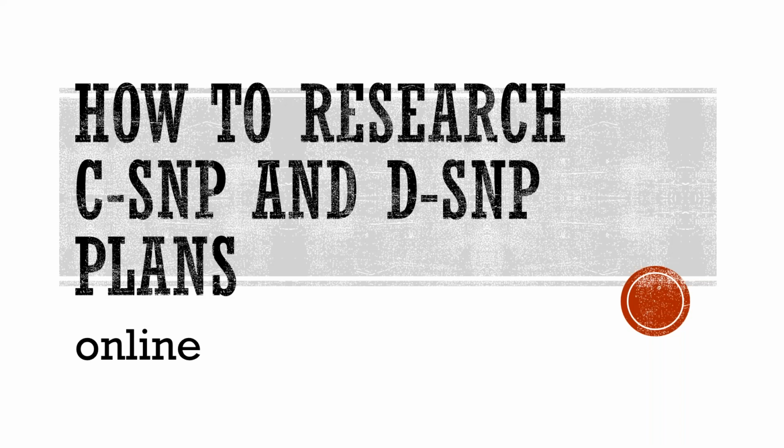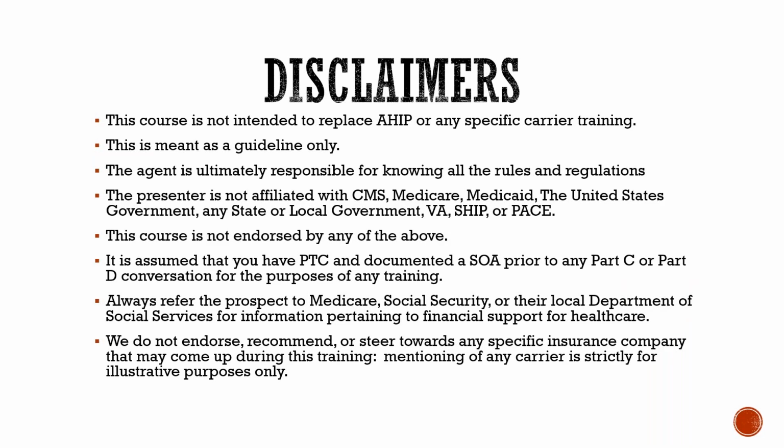Okay, and today we are going to quickly look at how to research C-SNP and D-SNP plans. C-SNP is chronic condition special needs plan, and D-SNP is dual eligible special needs plan. Dual eligible meaning they have access to both Medicare and Medicaid.